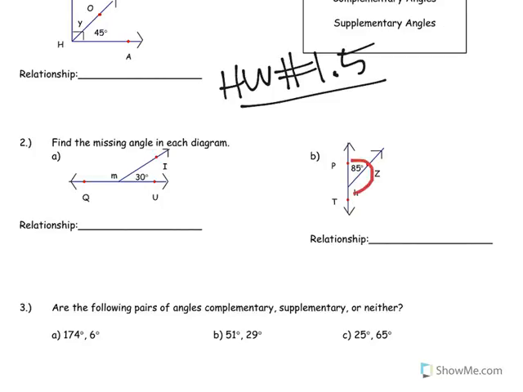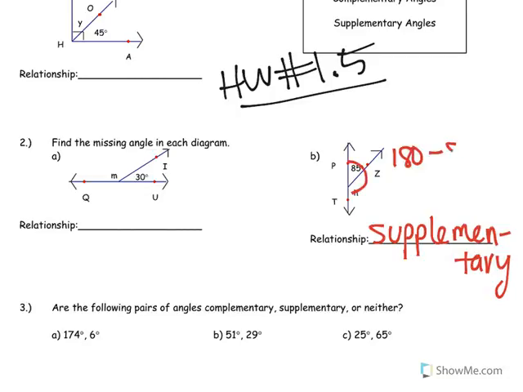What do I know about 85 and H? Those together form a straight line, so that means that they're adding to 180 degrees. And two angles that add to 180 degrees are supplementary. So I can take the full 180 and subtract the given 85, and that's left with 95. So this missing angle H is 95 degrees, and that's all you have to do for those problems in numbers 1 and 2: find the missing angle and tell me the relationship.